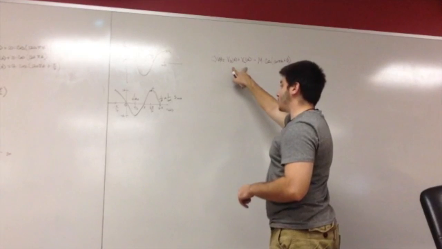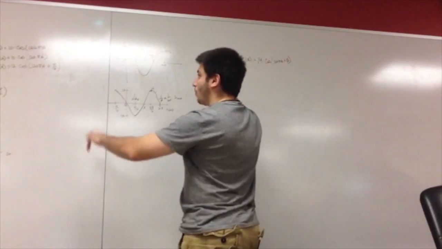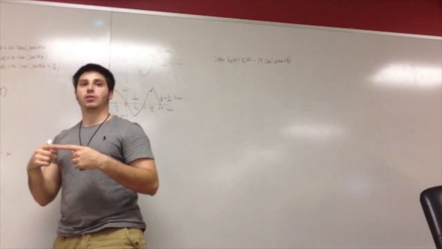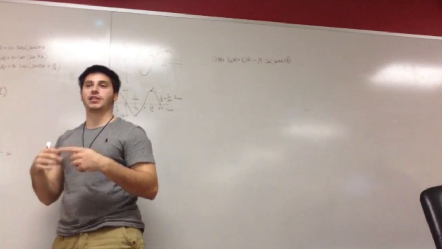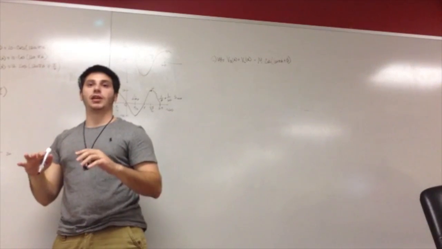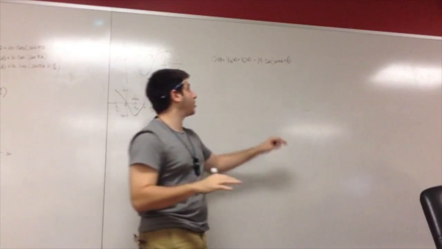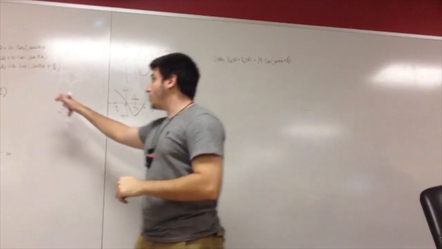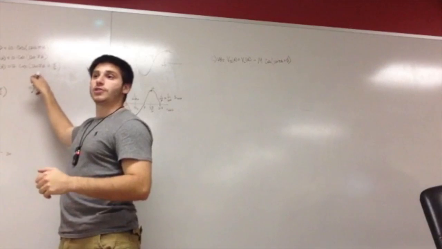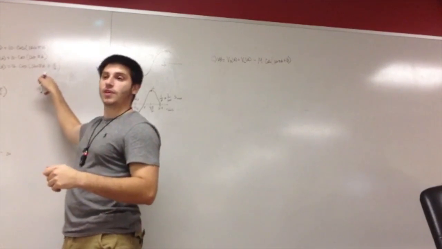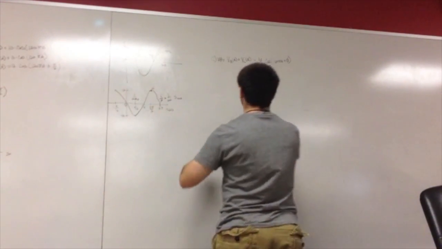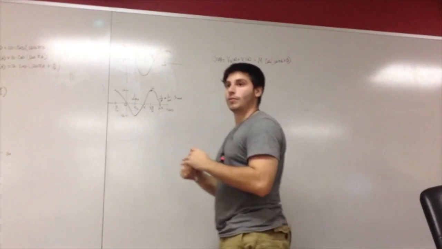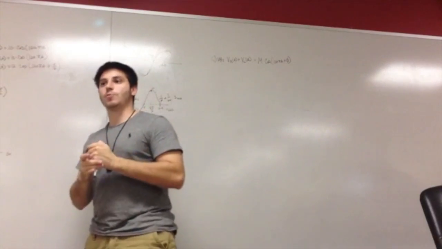We need to add these, but one thing to note is that when you're adding cosines, the only way to combine two different cosines or two different sines is if they have the same frequency. If they don't, you're not going to be able to combine them into one cosine. Because we do have the same frequency here, the only difference is the phase shift, so we have to account for it. If they have the same omega, they have the same frequency.